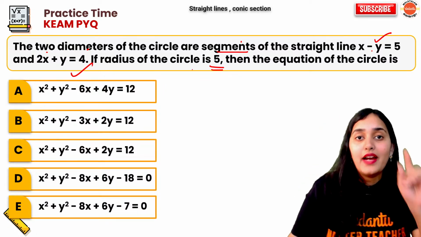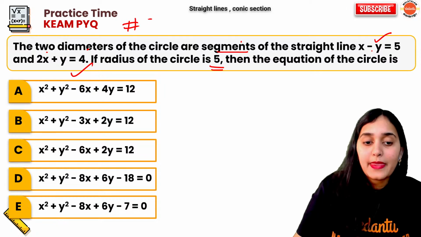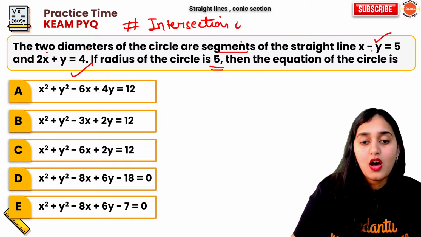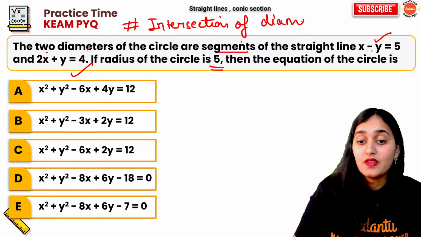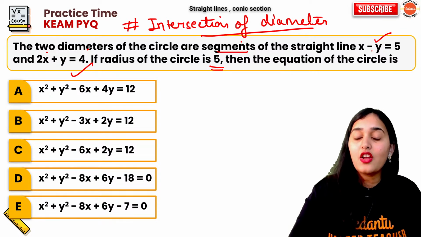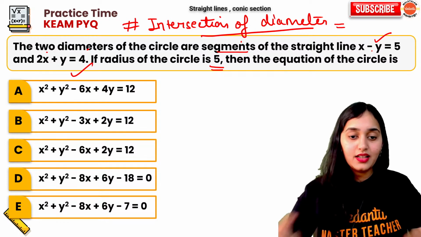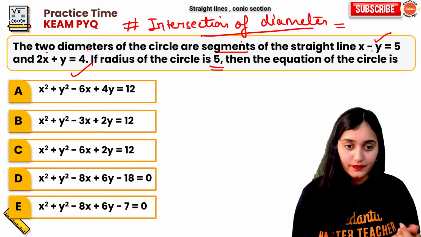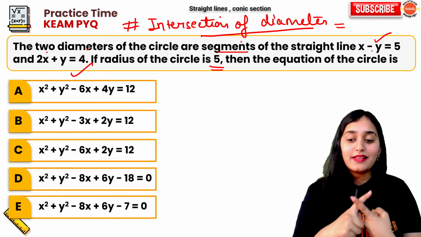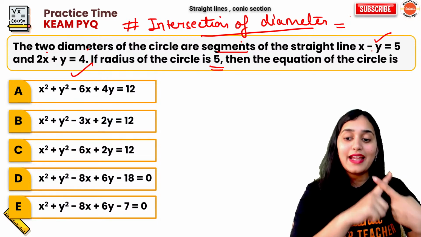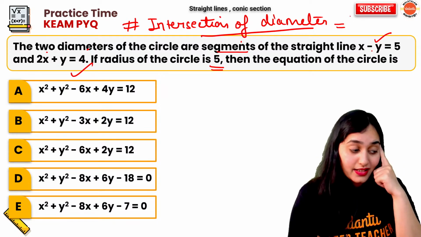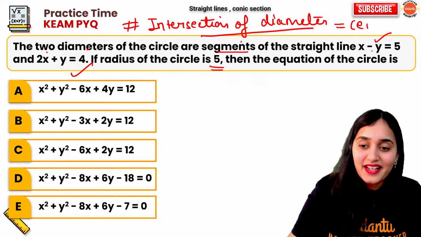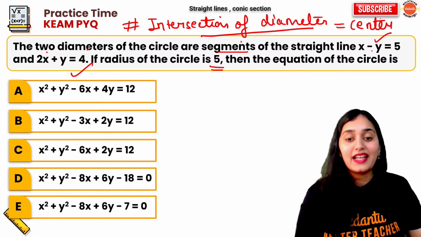Now, one important point you should note here. Intersection of diameter is what? Can anyone tell? When two diameters intersect, what do you get? What is the intersection point? Think. Very good. Center. Absolutely right.